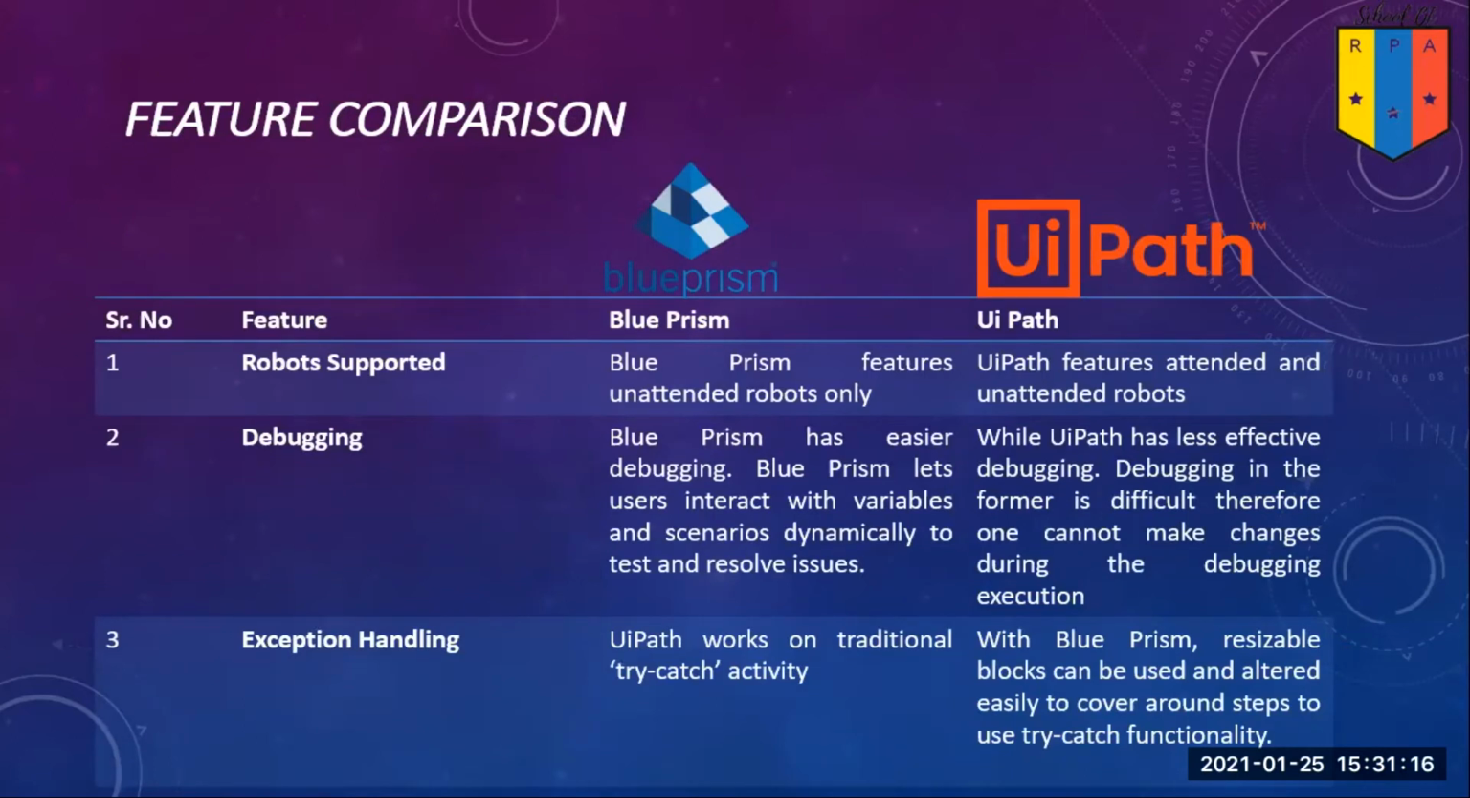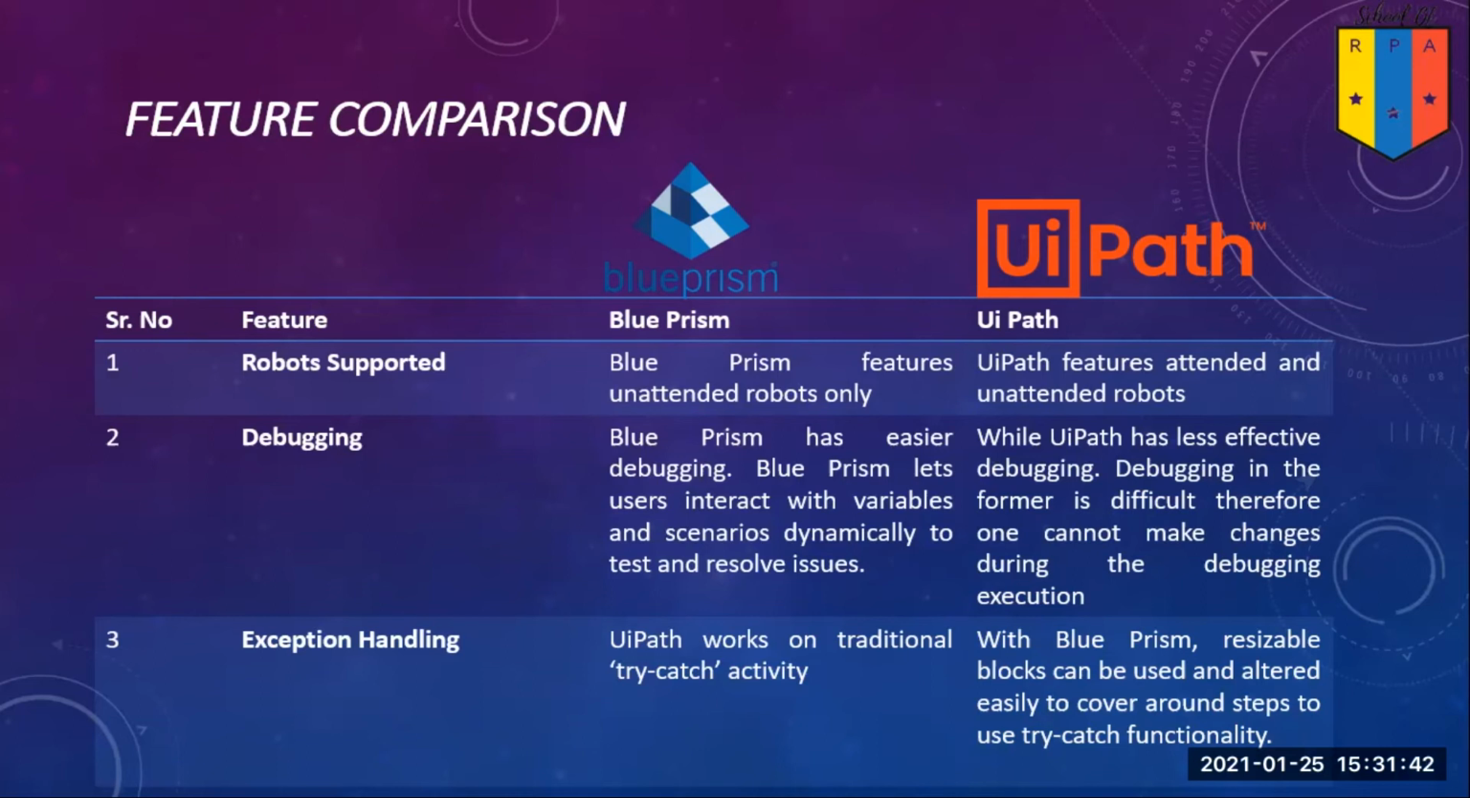Let us do a feature-by-feature comparison of Blueprism and UiPath. So first, types of robots supported. Now, Blueprism features unattended robots only. UiPath features attended as well as unattended robots. Debugging. Blueprism has an easier debugging. Blueprism lets the user interact with variables and scenarios dynamically to test and resolve issues.